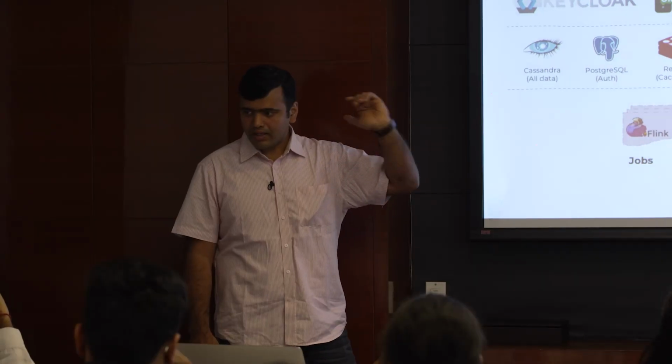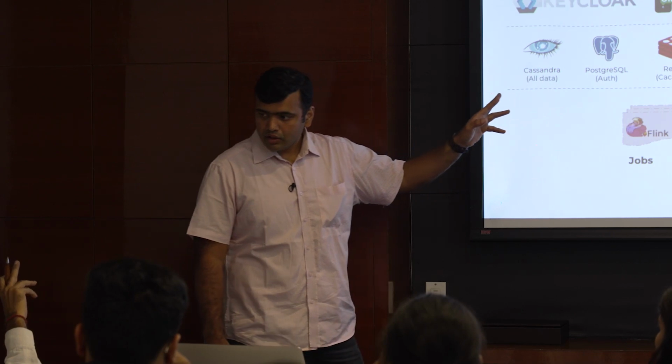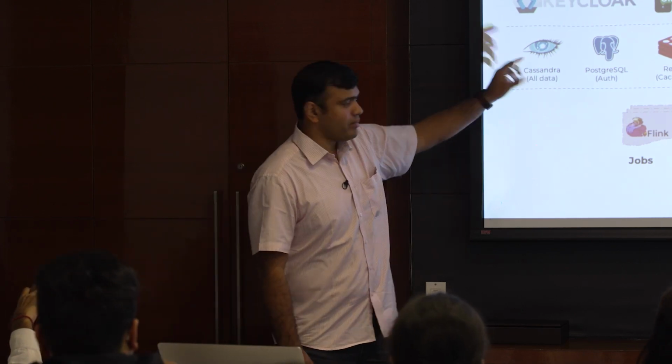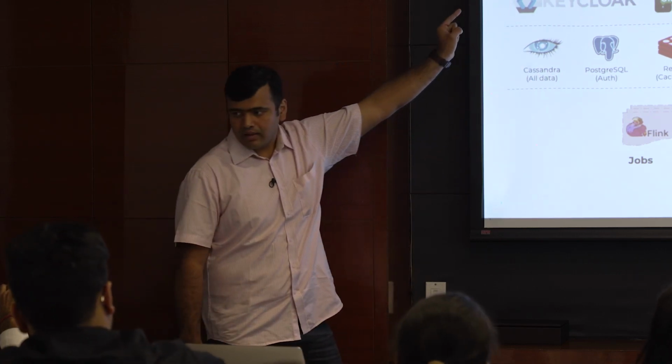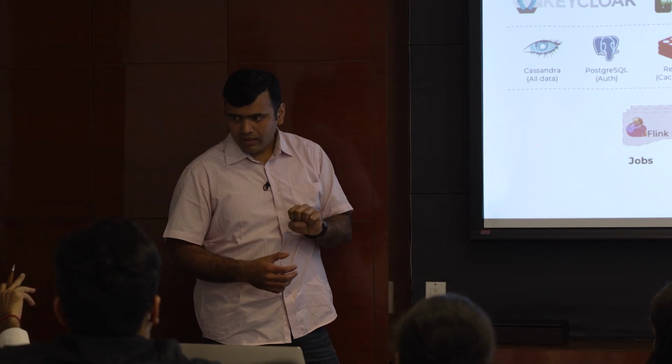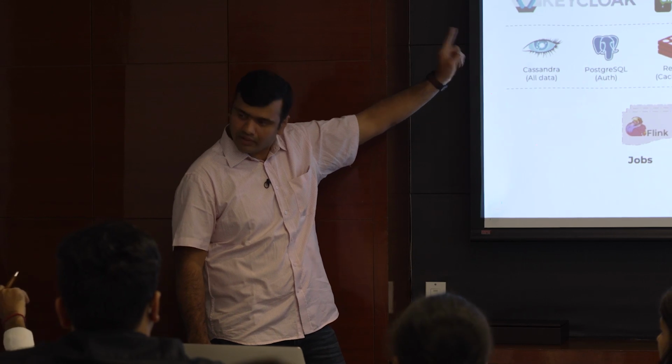Which is email or, let's say, phone number and password. Keycloak, based on that email or phone number, will call the user microservice using the SPI, and it will get the user profile. From where? From the user service, because that data is stored in Cassandra.